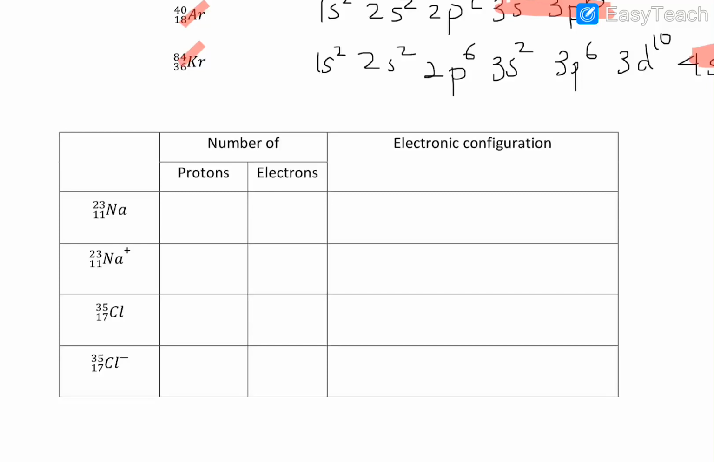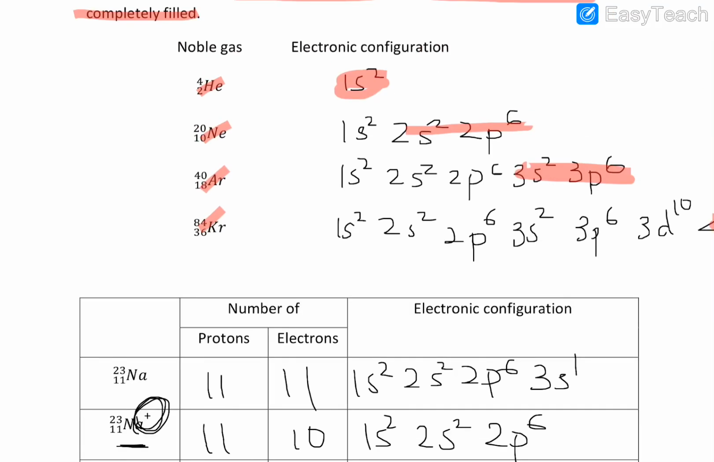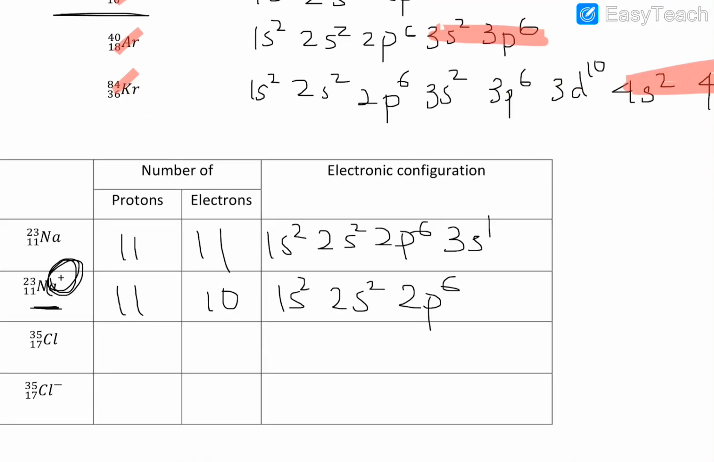So let's look at sodium. Protons 11, electrons 11, electronic configuration 1s2, 2s2, 2p6, and then 3s1. Na plus, it's going to lose one electron, so 10 electrons, so 1s2, 2s2, 2p6. This is the same as neon.